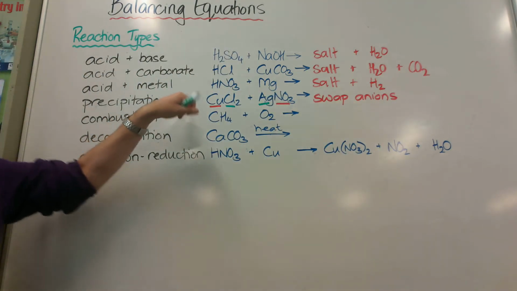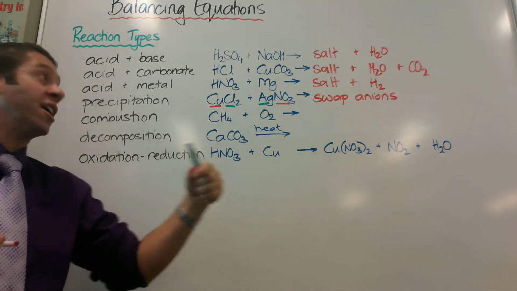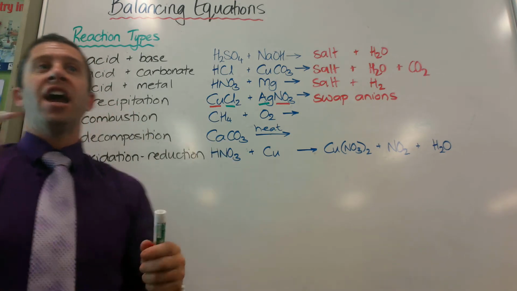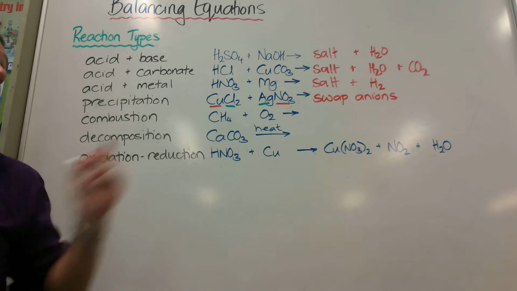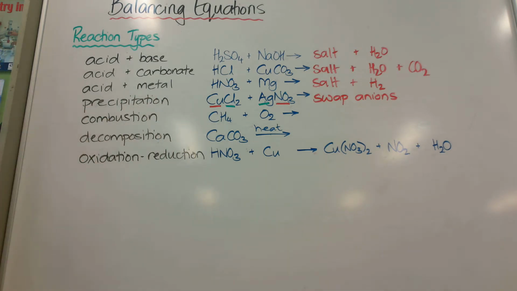So I would have done this as a word equation first. Copper chloride plus silver nitrate. I would have underlined the two last names and swapped them over on the product side. I'll show you that in a moment because that's part of our process.